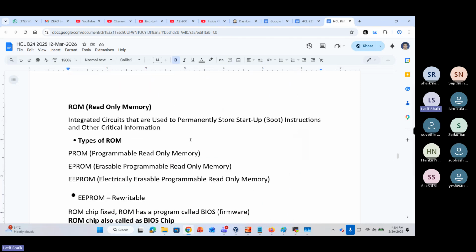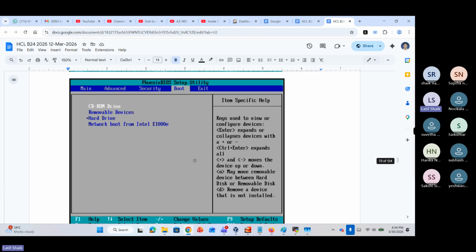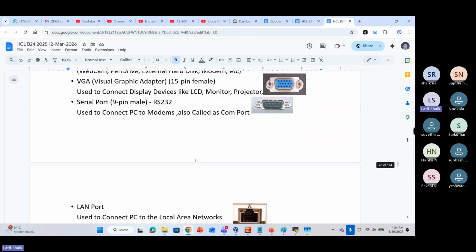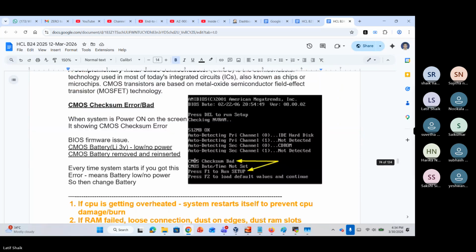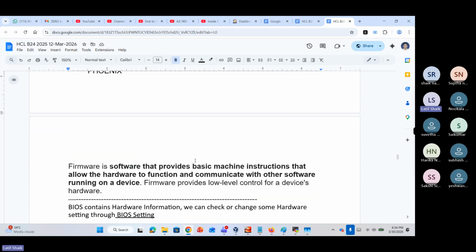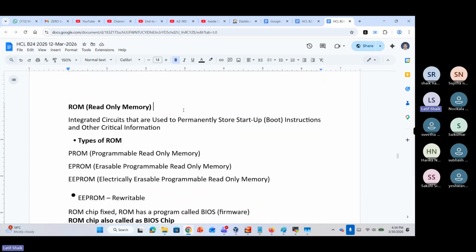Guys, understand RAM. ROM is bigger than anything. Out of all, ROM is a little bigger. Not bigger, but 3, 4 points. So we have to understand a lot of things in that. Guys, understand. Any doubts, any questions?